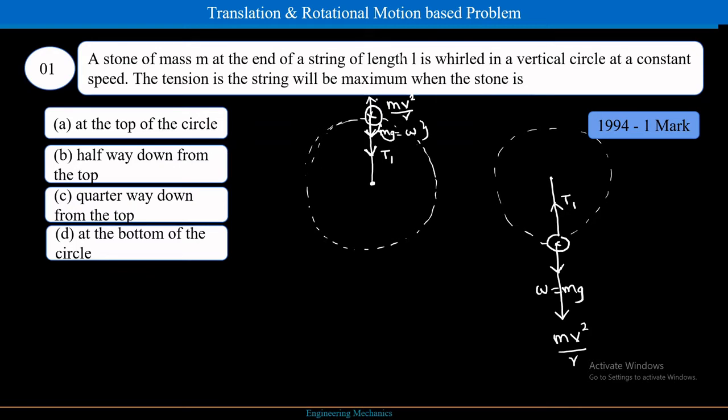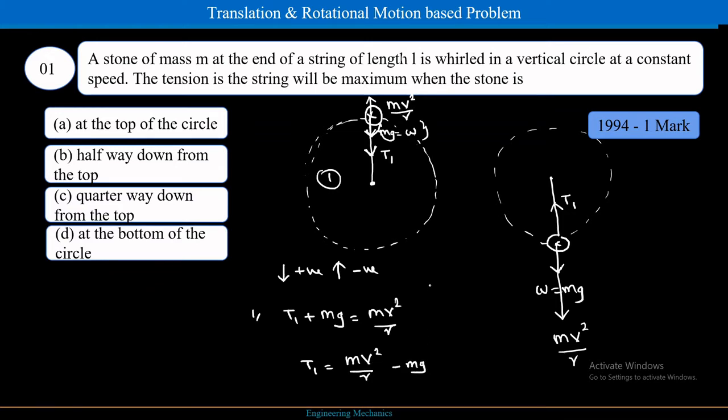Suppose I resolve this force: whatever is coming down, I'm taking as positive, and whatever is going up is negative. This is my assumption. First case: what I can get is T1 plus mg equal to mv square by r, and I can write T1 equal to mv square by r minus mg. This is my first case.